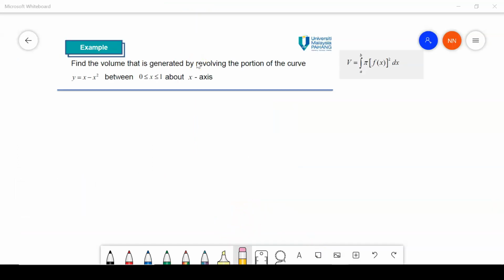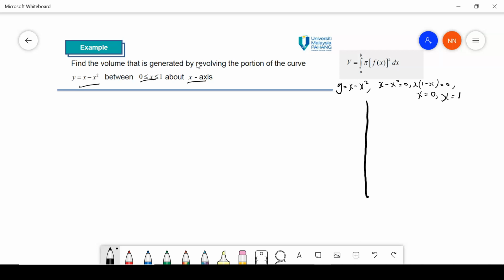Okay, example 2. Find the volume that is generated by revolving the portion of the curve y equal to x minus x squared between x is 0 to 1 about the x-axis. So let's sketch first. We have the parabola y equal to x minus x squared. If I find the x values, I equate to 0. Factorize this, I should have x times (1 minus x) equal to 0, which gives me x equal to 0 and x equal to 1. So here 0, here 1.